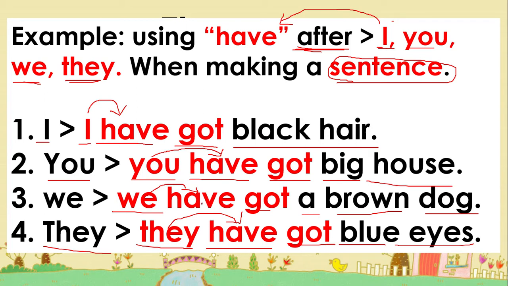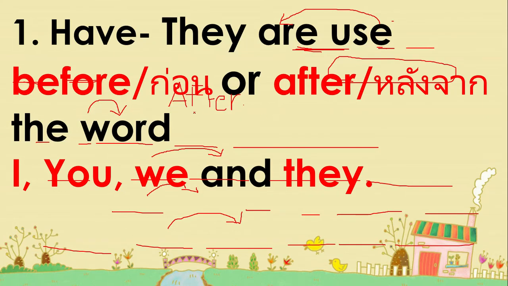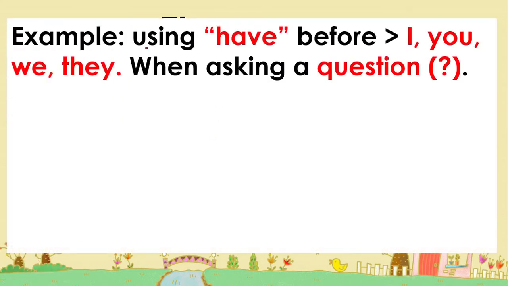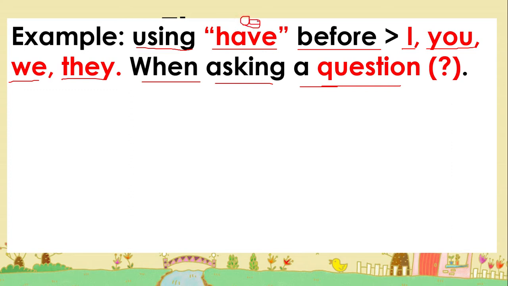You have, we have, they have. Okay? After. Don't forget this one. Next one. Using have before I, you, we, they when asking a question. So if you are asking a question, you need to write the word have before the word I, okay?